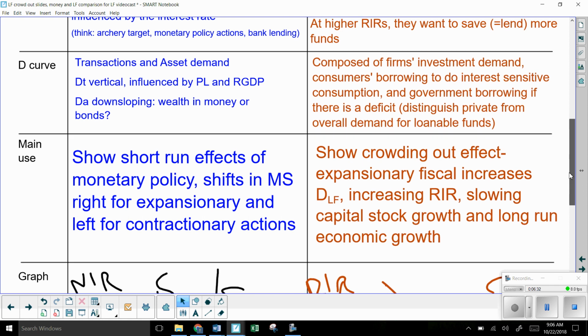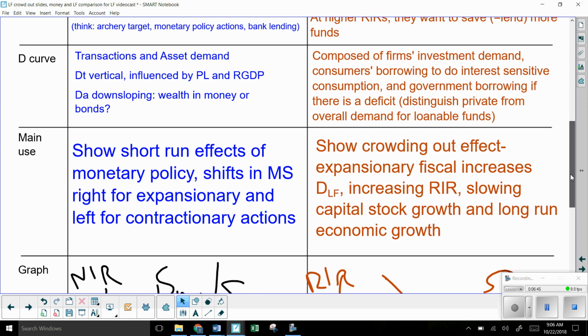On the other side, we mostly want to use this to show an unfortunate consequence, side effect of fiscal policy. So that's the crowding out effect we've worked on a bit in class, and that shows that expansionary fiscal policy creates government borrowing. That expands the demand for loanable funds and pushes interest rates up, which slows capital stock growth and long-run economic growth. Firms don't want to buy as many new tools at the higher interest rate, so they're squeezed out a little bit.